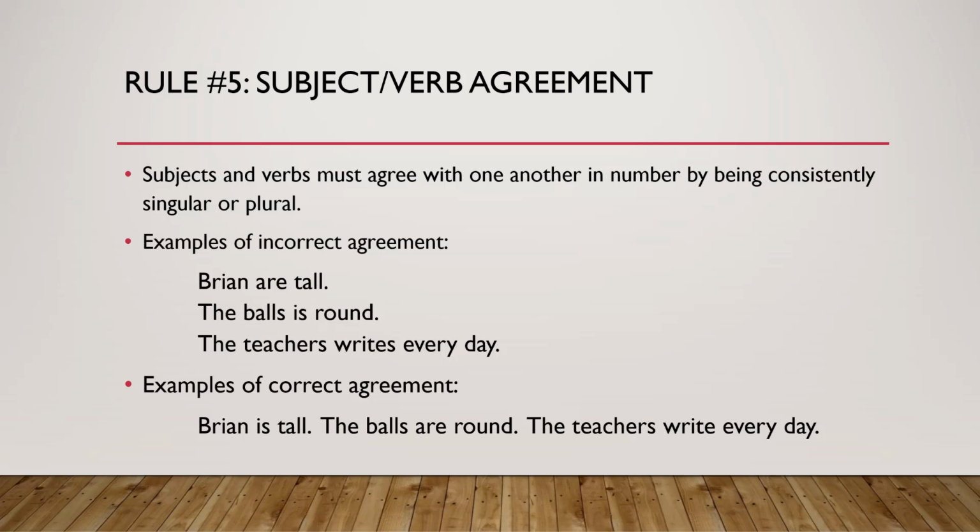And examples of correct agreement, if you wanted to correct these sentences, is Brian is tall. There's only one Brian, so you use the singular is instead of are. The balls are round. There are multiple balls, so you use the plural are. And the teachers write every day.